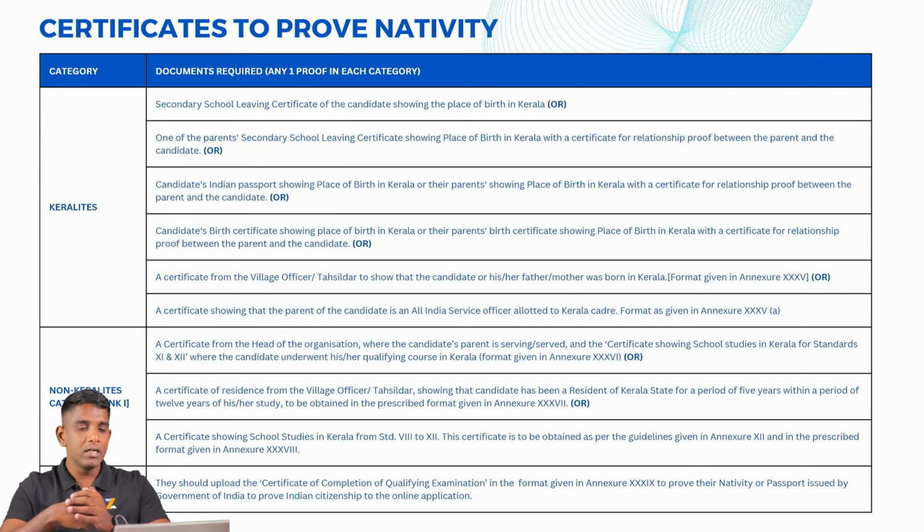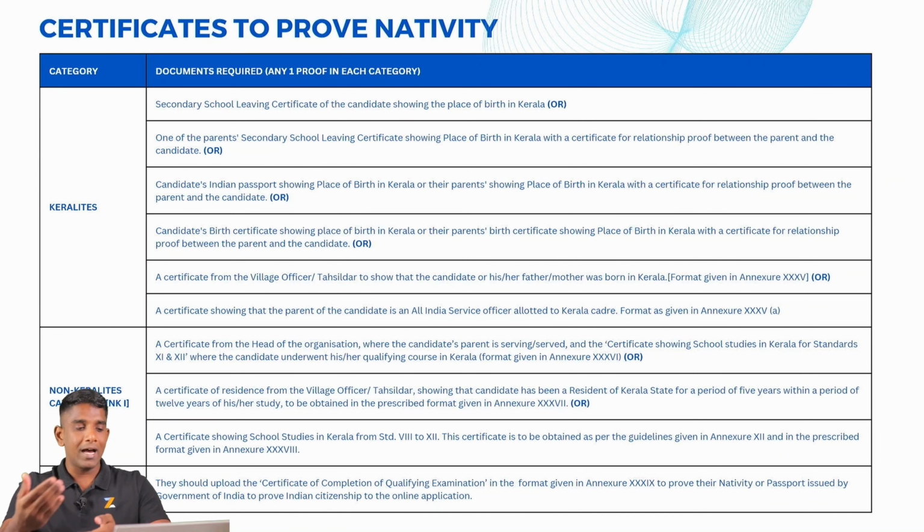The fifth certificate is a certificate from village officer or Tahsildar to show that the candidate or his or her parent was born in Kerala. You can directly go to a village officer or Tahsildar and get a certificate from them to show that you or your parent was born in Kerala. You can produce any of these certificates to show that you are a Keralite.